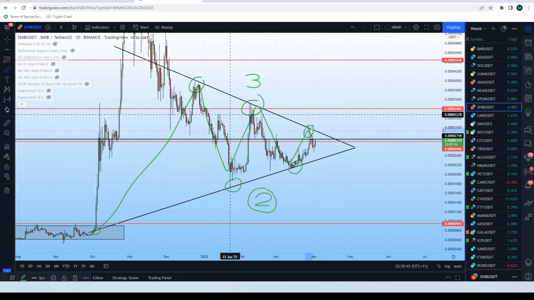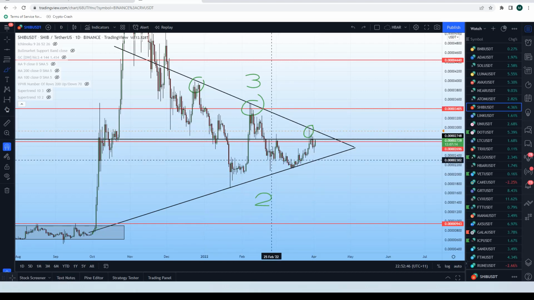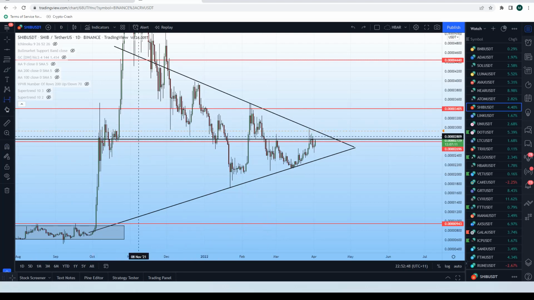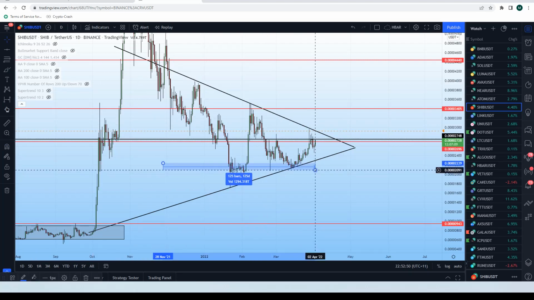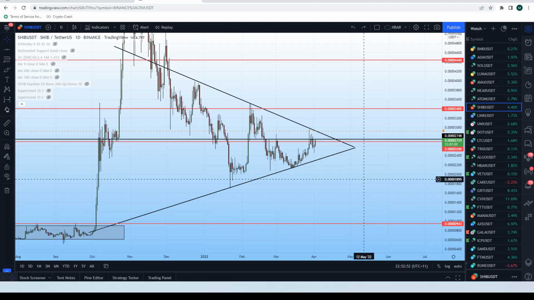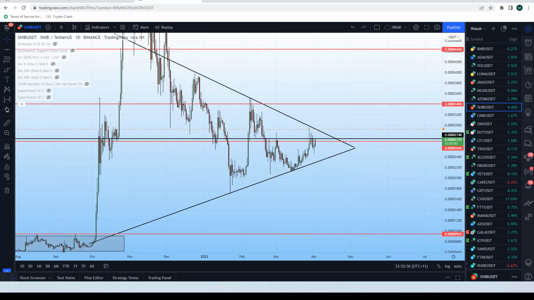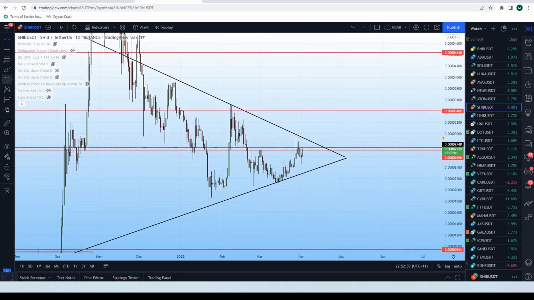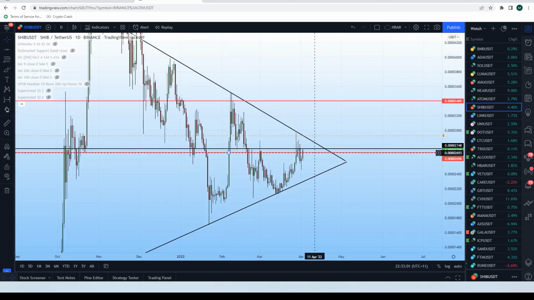We're going to say it again. This is a symmetrical triangle formation. It's been a 130 day long consolidation around about, so 125 days. It's a large consolidation. Large consolidations equal large moves. It's very, very simple.